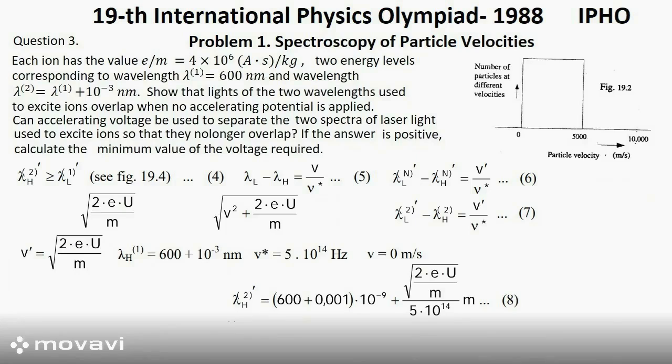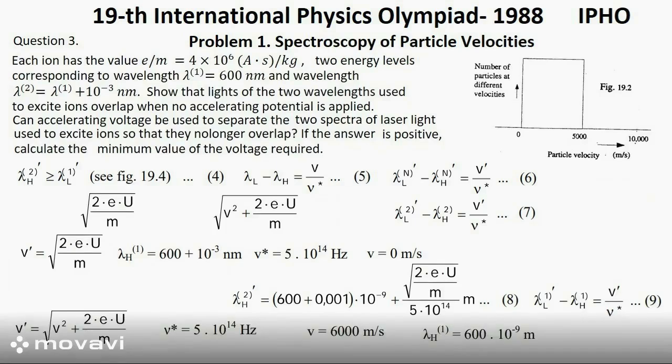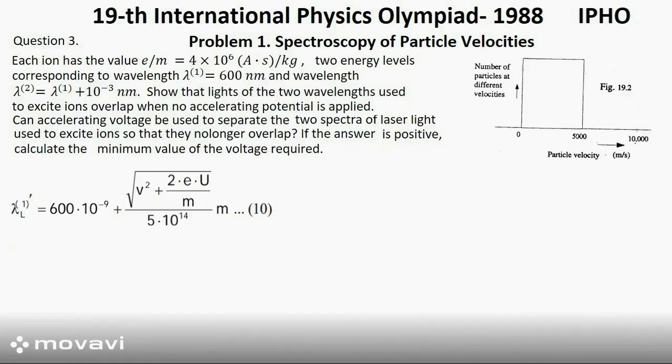Expression 8. Considering the first energy level of the ion, lambda L1 prime minus lambda H1 equals v prime over nu star. Expression 9. In this case v prime equals square root of v square plus 2 eU over m, nu star equals 5 times 10 to the power 14 Hz, v equals 6,000 meters per second, lambda H1 equals 600 times 10 to the power negative 9, and lambda L1 prime equals 600 times 10 to the power negative 9 plus square root of 2 eU over m divided by 5 times 10 to the power 14 meters.